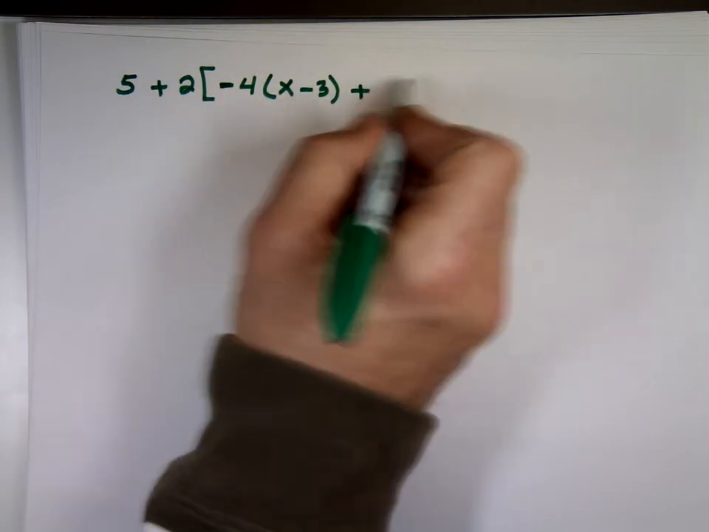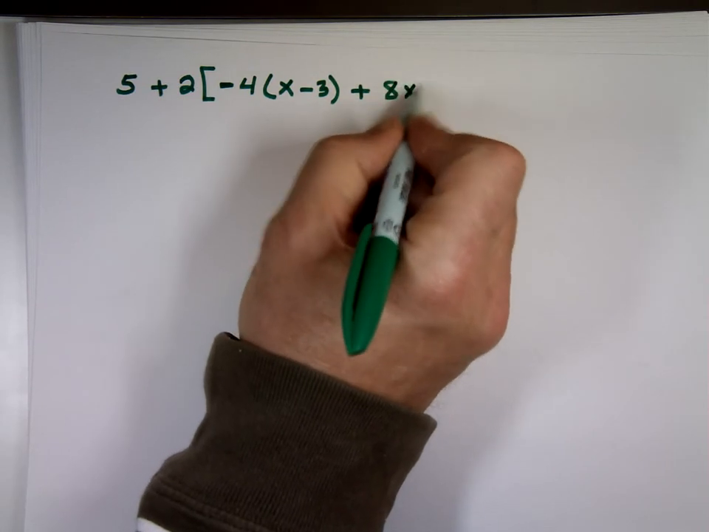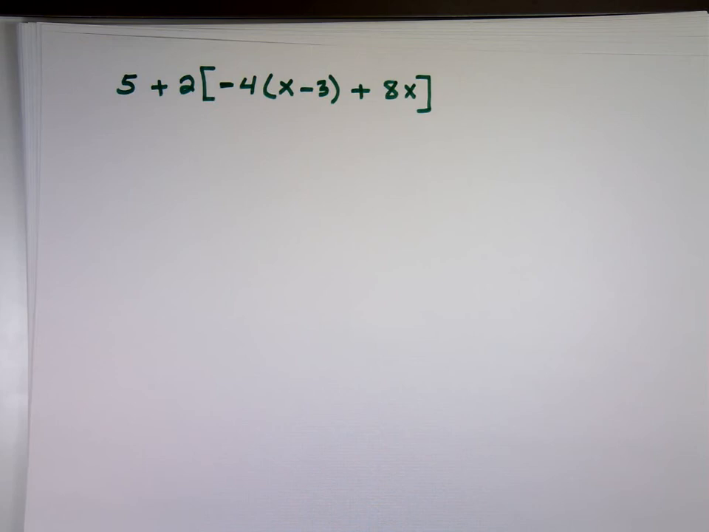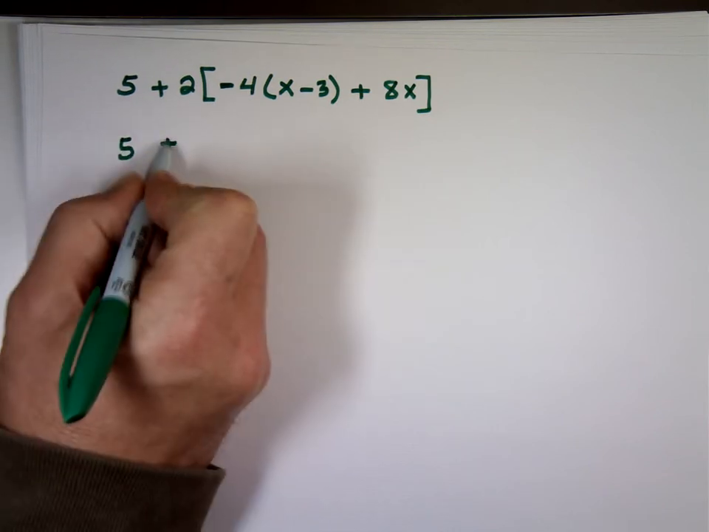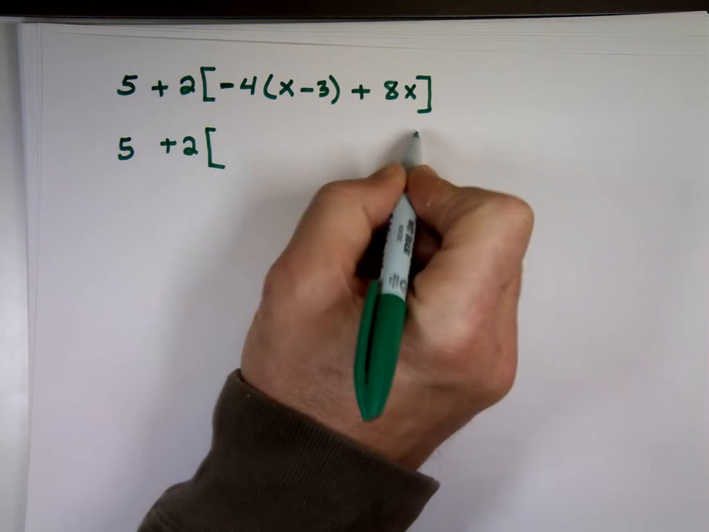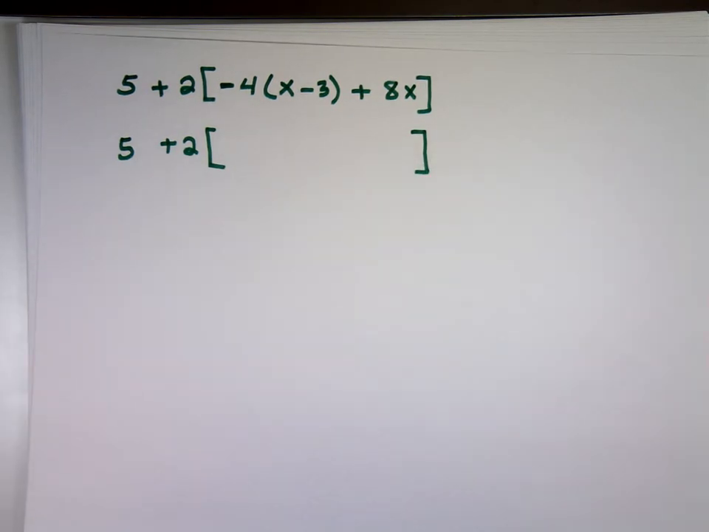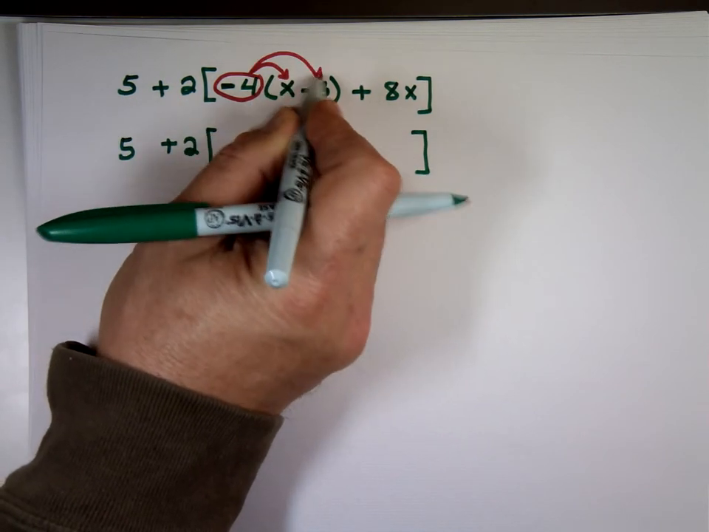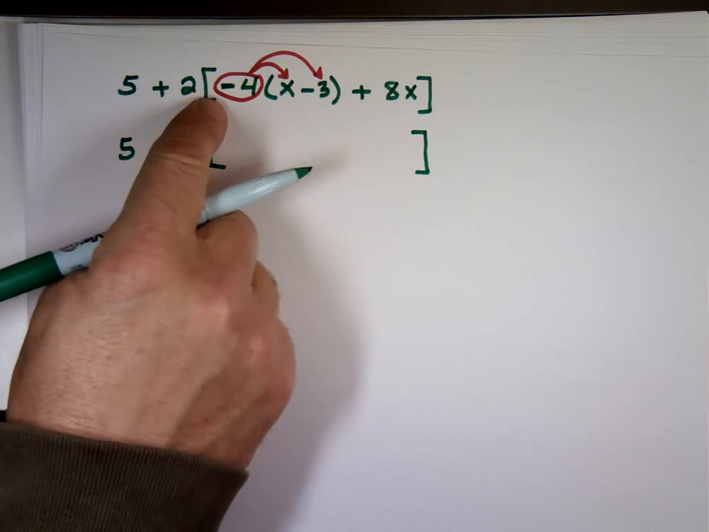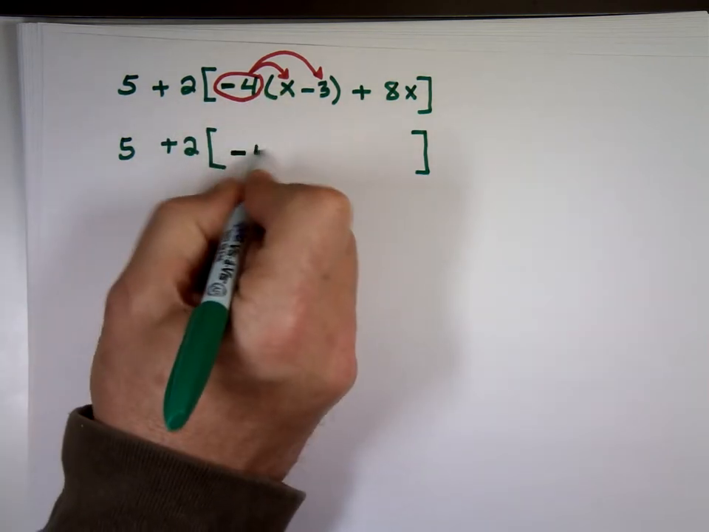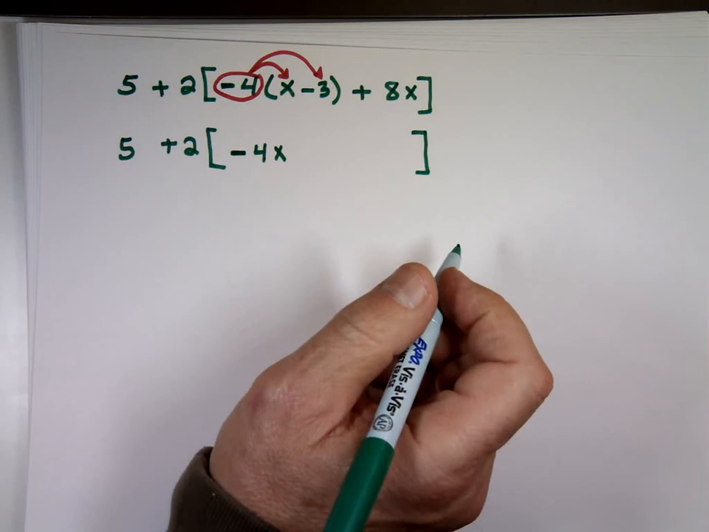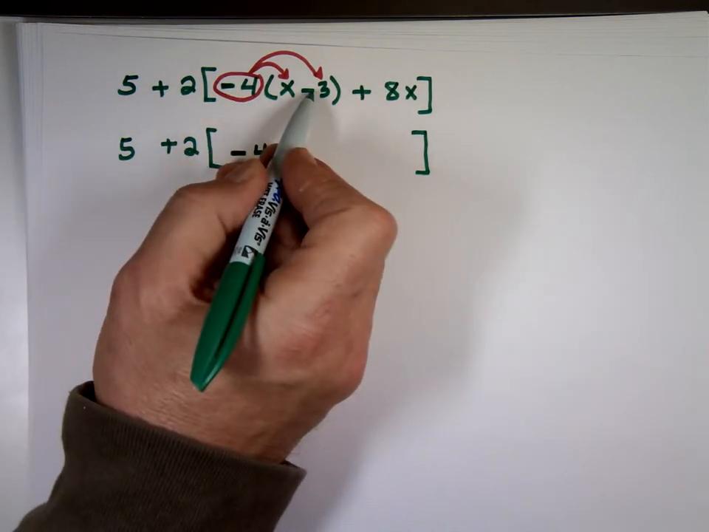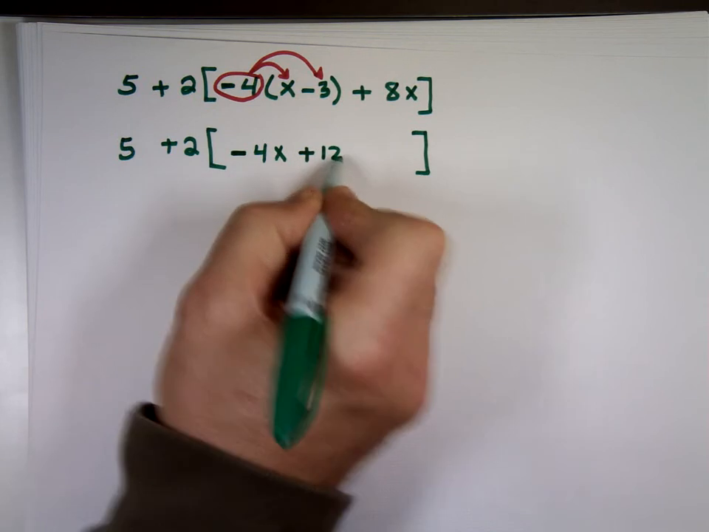Notice I have more than one set of brackets or parentheses here. I got parentheses and brackets, which means the same thing really, but you always want to work from the inside out. So there's the 5, there's the plus, there's the 2. Let's see what's inside the brackets here. Let's grab that negative 4 and multiply it through. What's a negative 4 times x? Negative 4x. And what's the next one? Positive 12. Positive, because that's negative 4 times a negative 3, positive 12, and there's the plus 8x.